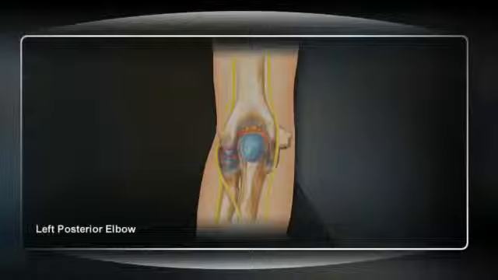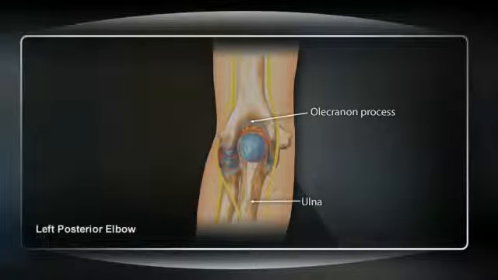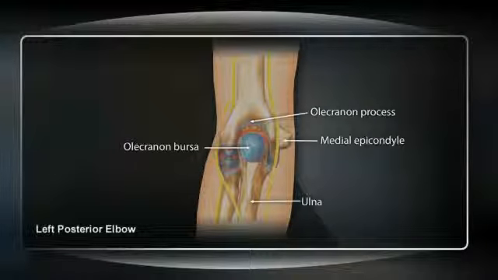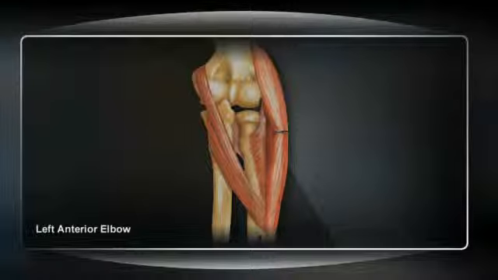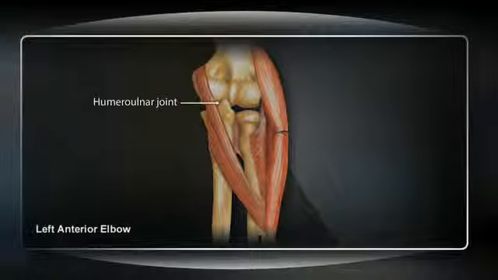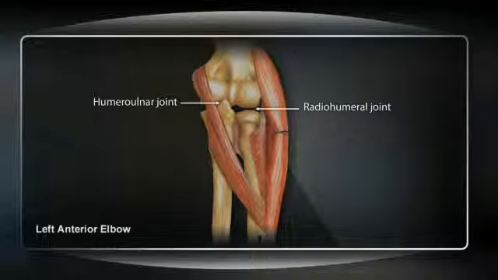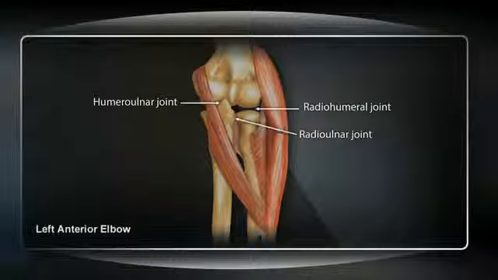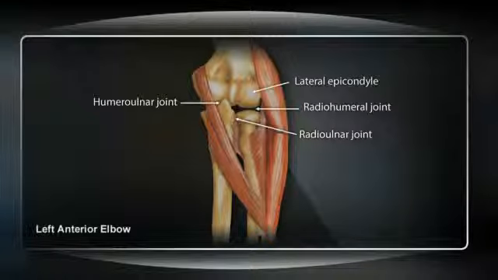Before examining the elbows, let's review their basic anatomy. Assessment of the elbow joint includes examination of the ulna, its olecranon process, the overlying olecranon bursa, and the medial epicondyle of the humerus. The bones of the elbow have 3 articulations: the humero-ulnar joint, the radiohumeral joint, and the radioulnar joint. Notice also in this anterior view the lateral epicondyle of the humerus.